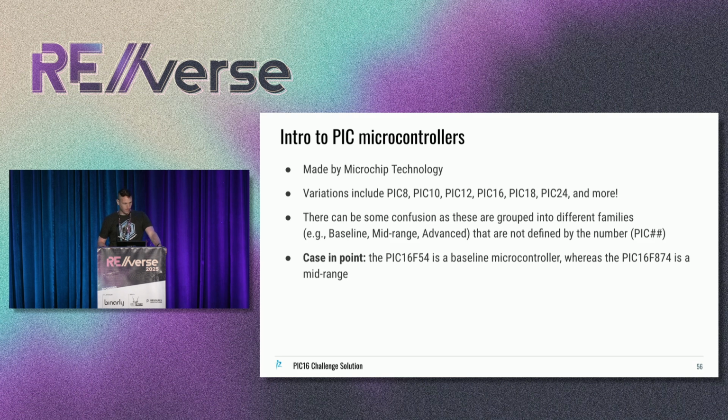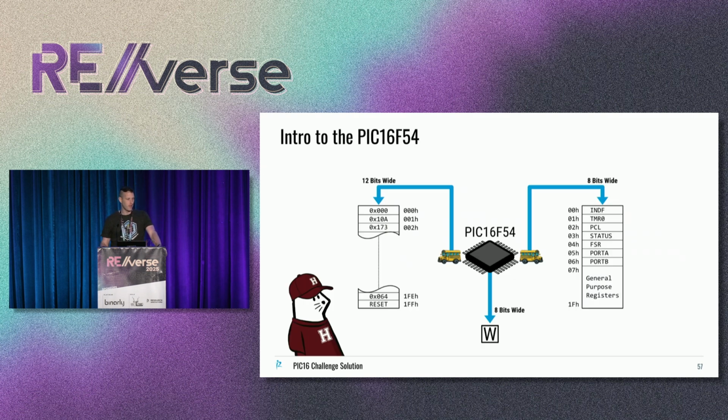So case in point, the PIC16F54, which is the controller used here on this one, is a baseline, whereas the PIC16F874 is a mid-range. So sometimes the numbers can be really similar, but don't necessarily reflect the capabilities of the device.